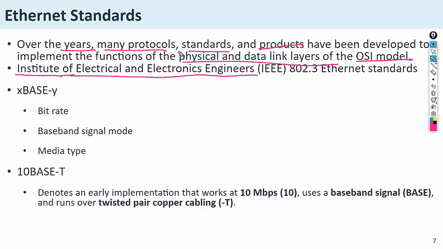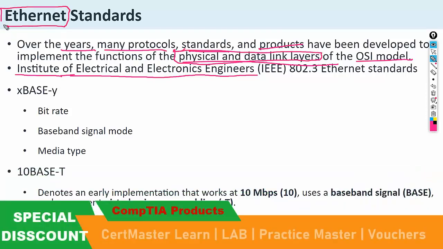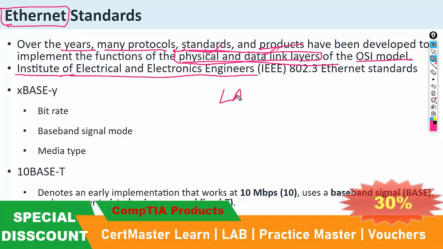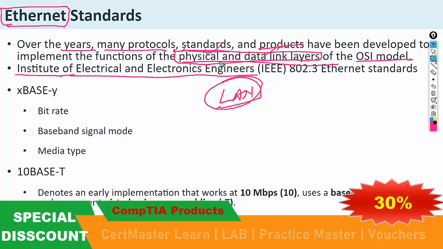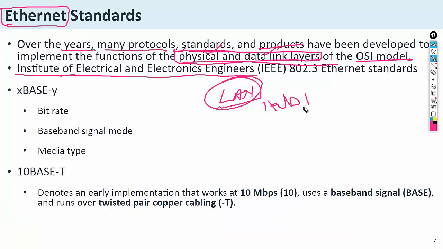Because there are two layers, physical and data link, which are actually called Ethernet. Ethernet works on both the physical layer and the data link layer. If we talk about the LAN card, it works over the data link layer as well as the physical layer. Similarly, the cable works over the first layer, and the connector works on two layers.